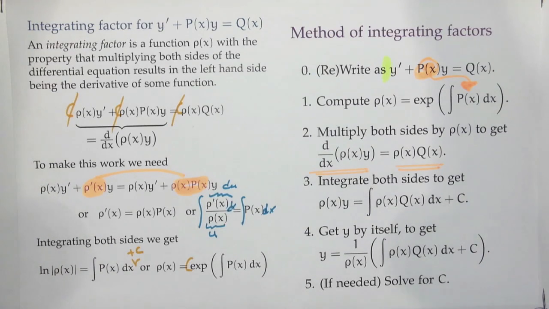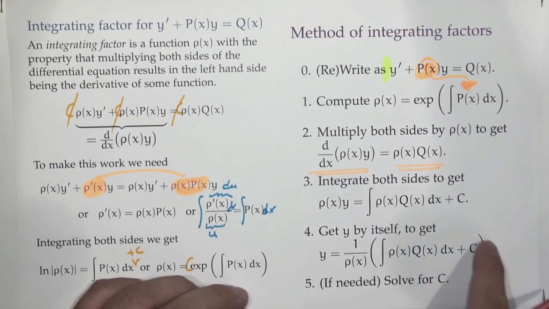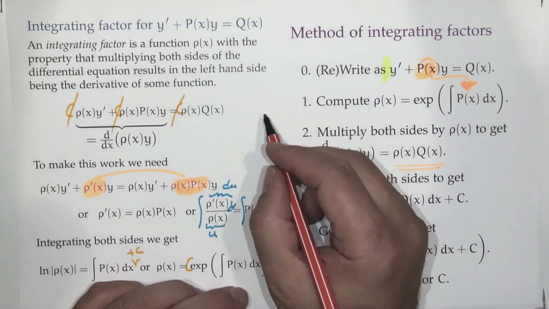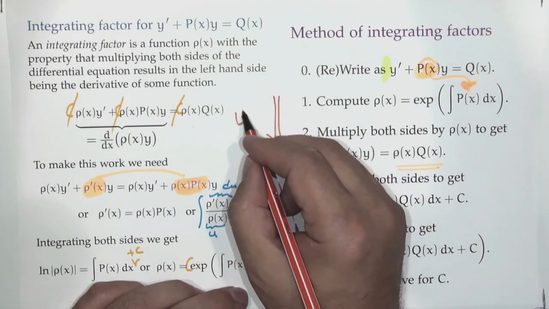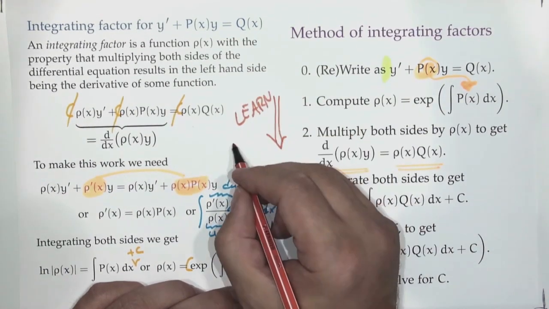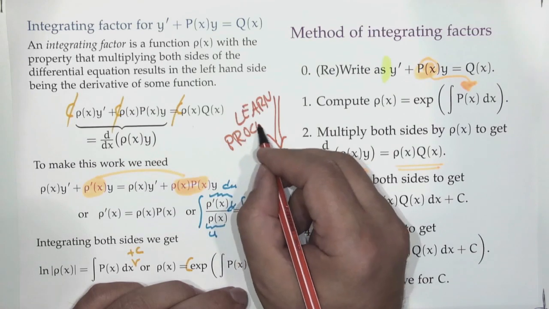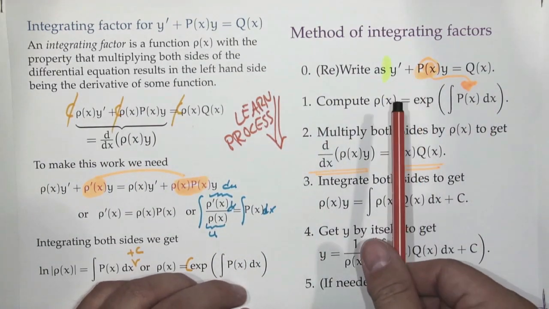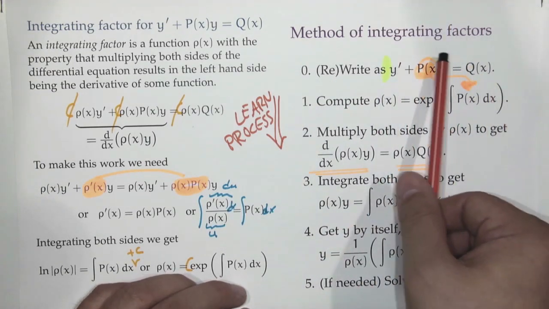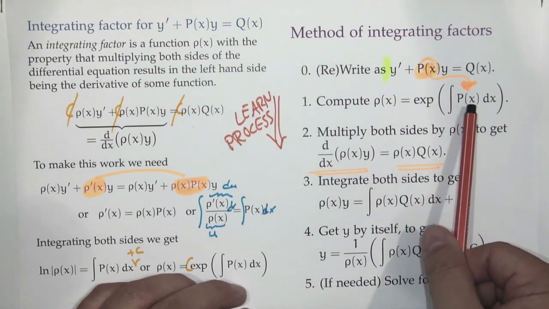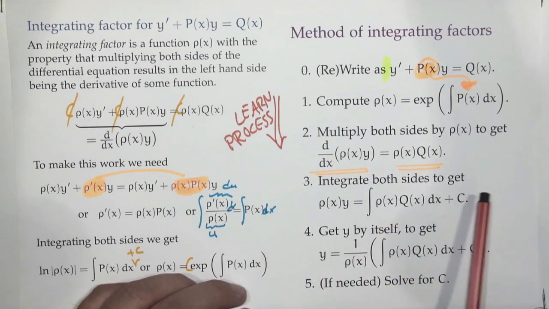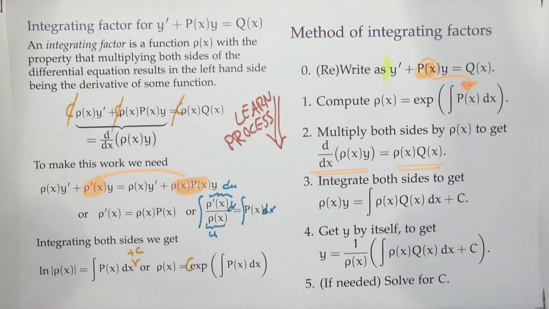Now, some people might say, okay, I'll just memorize this formula. I strongly discourage you from doing that. Learn the process. Don't learn the formula, because the formula can be a little confusing to remember. The process is more straightforward. So the process, again: get y prime by itself, grab that p of x, integrate it, take e to that, multiply everything through by whatever you just found, integrate, and clean up.